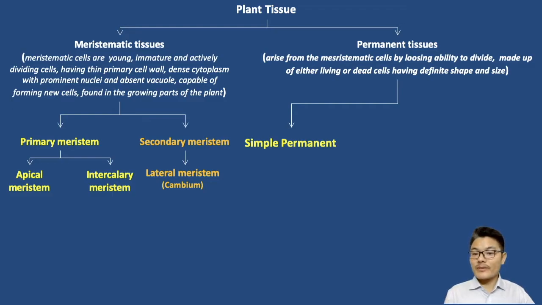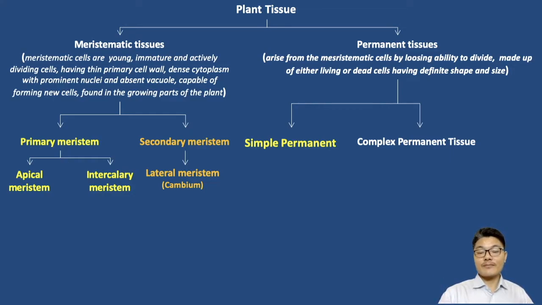Now, if we talk about permanent tissues in plants, we have simple permanent tissue and complex permanent tissue. As the name suggests, simple permanent tissues are made up of the same cells, and these cells are usually not complex. Complex permanent tissues are usually made up of different cells, which makes a complex tissue. So complex permanent tissues are made up of many kinds of cells, while simple permanent tissues are made up of the same cells.